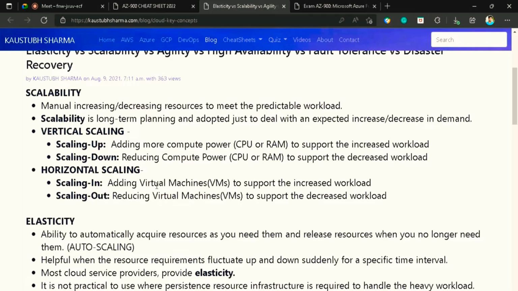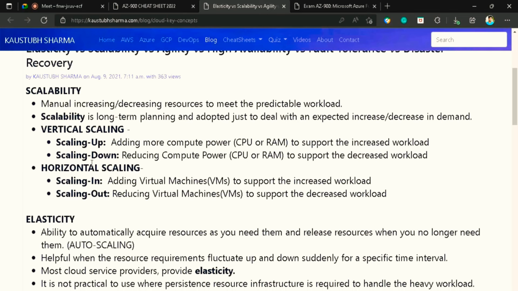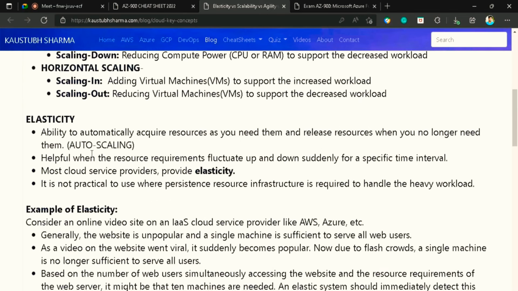But in some cases, I may need multiple computers to support my applications, so for that we need to scale out. These are the terminologies you need: up and down for vertical, in and out for horizontal. Vertical is adding computation power, that is CPU or RAM, and horizontal means adding numbers of machines.